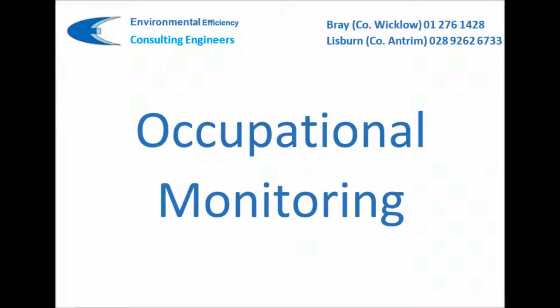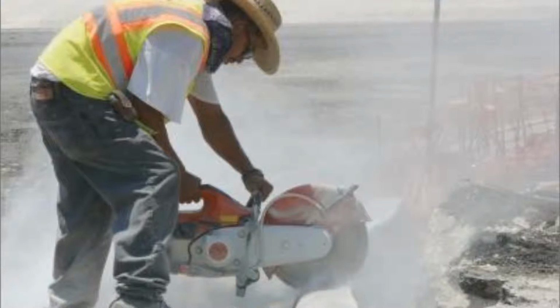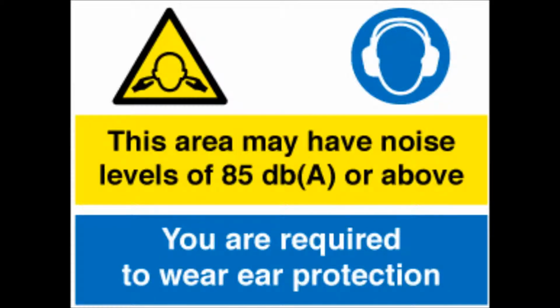This video is an overview of the necessity for occupational monitoring. Potential workplace hazards include asbestos, dust and fumes, Legionella, noise and vibration, and oil mist. For many of these aspects there are legal limits. For others there may be good practice limits.